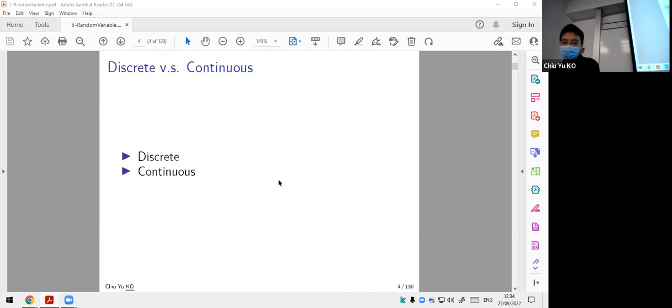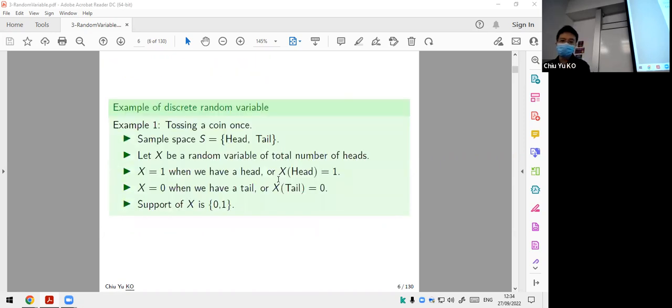Say, for example, example 1 is tossing a coin. We have a head and tail, and it's not clear what number you're trying to assign. You can probably say head is 1,000 and tail is 10. Any number you assign to head and tail is okay, it's a random variable. But you want to make the random variable a meaningful one, right?